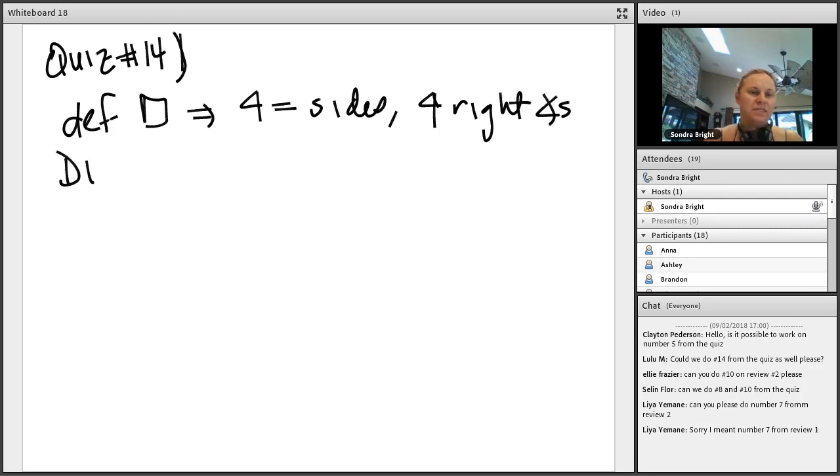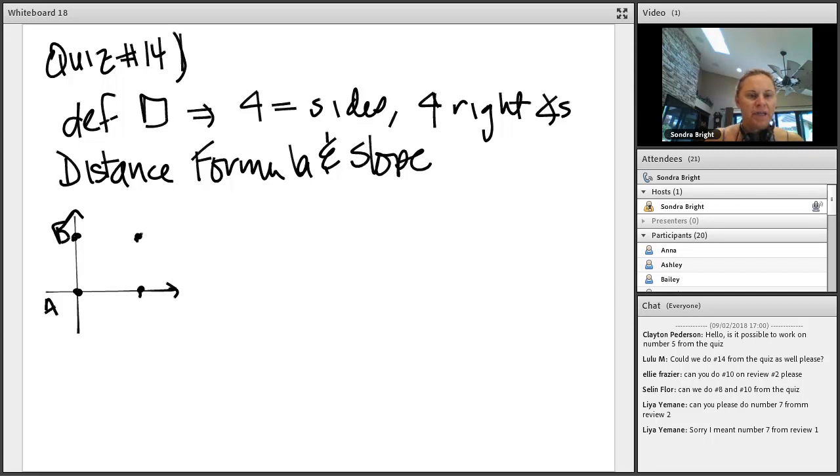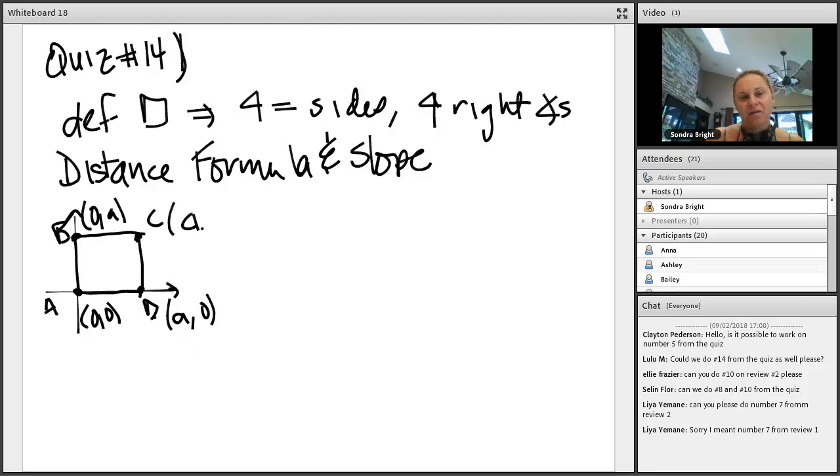And so you needed to use the distance formula, and you needed to use the slope formula. When you draw a square, I would definitely use the origin as one of the vertices, and then we use the fact that if I go A, B, C, D, this point is, if I call it A comma 0, this guy would be 0, 0, and then B would be 0 comma A, and then point C would be A comma A.